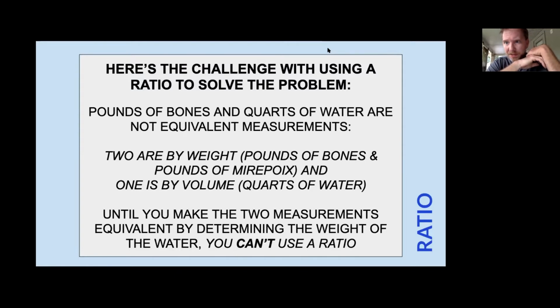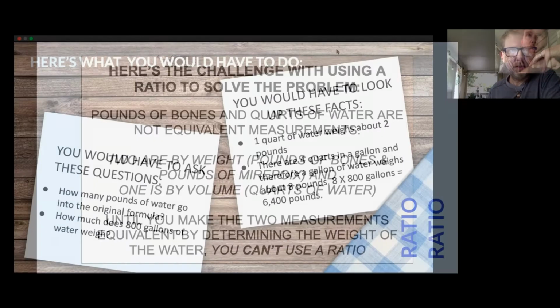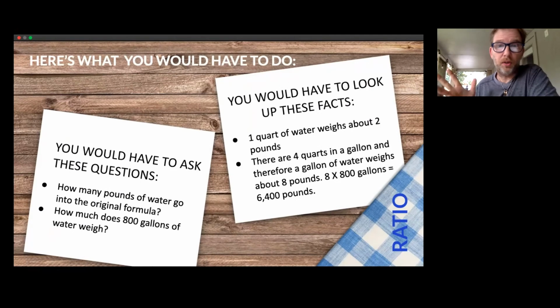The problem is that you can't take something that is by weight, a pound, and something that is by volume, a quart, and just try to use them interchangeably. You have to make those 2 measurements equal out. And for us, since we've already got 2 things in this formula that are by pound, we're going to have to figure out the pounds of water. So if you're going to solve this with a ratio, you have to look up some things.